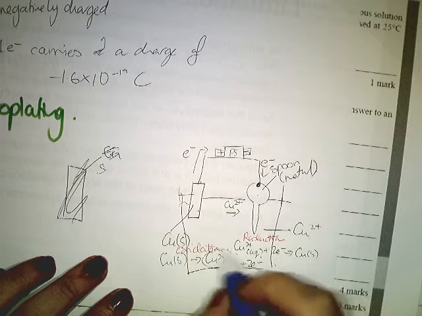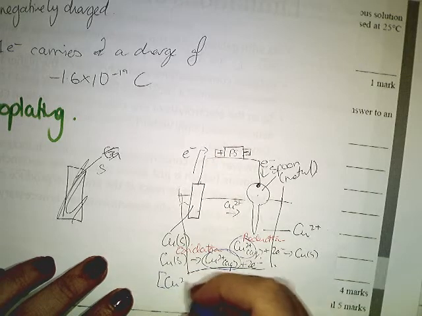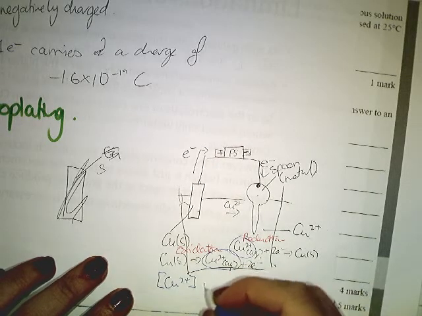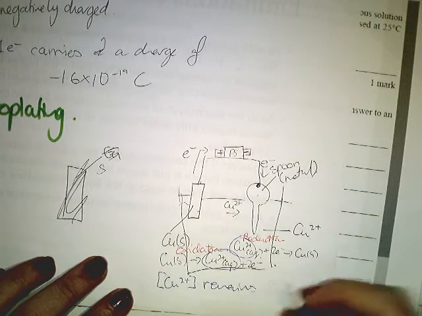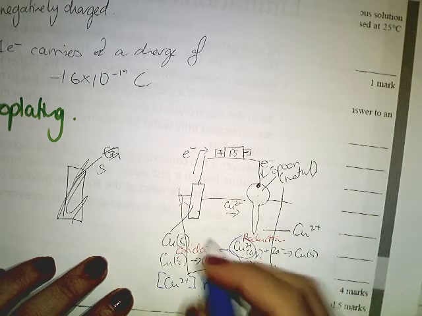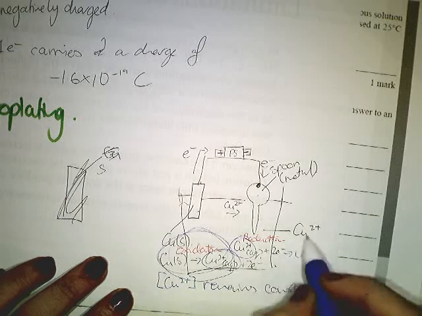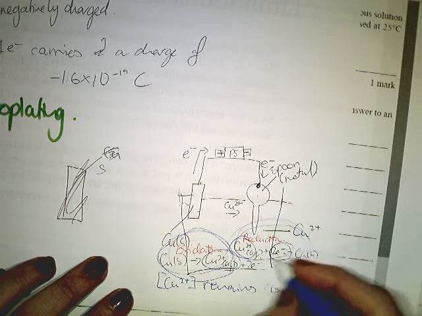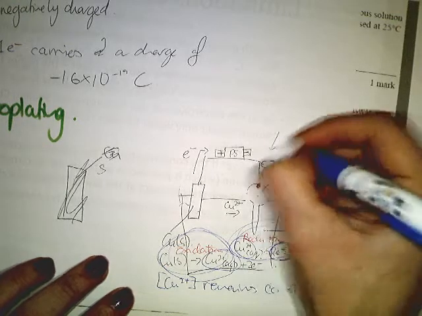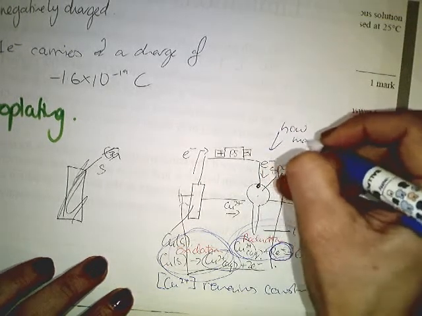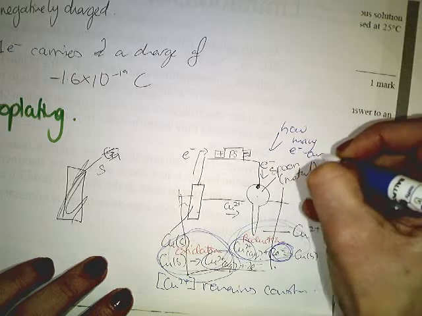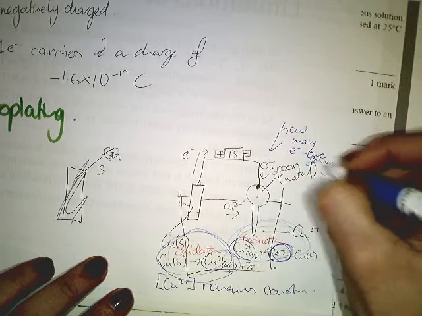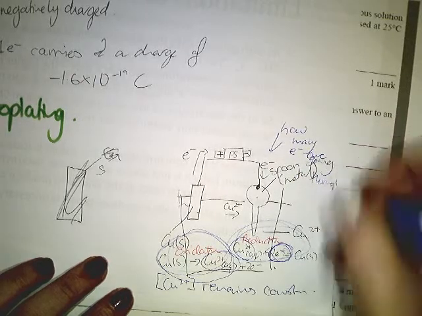Now, you might be asked, what happens to the concentration of copper over time, or the color of the solution? It remains constant, as it's produced at the anode at the same rate as it's consumed at the cathode. This is important for us. We want to know how many electrons are going through, because we want to be able to determine what mass of copper we're depositing.